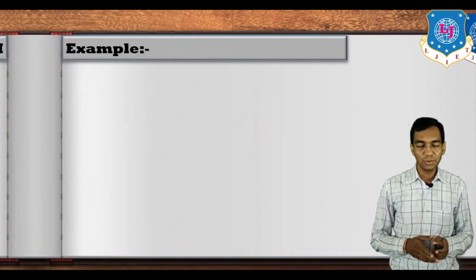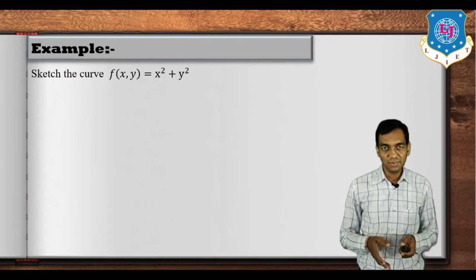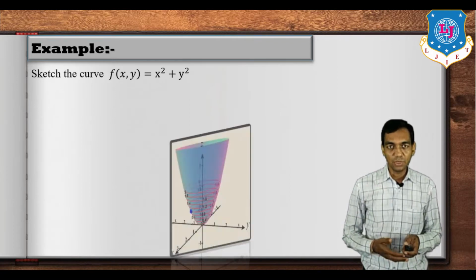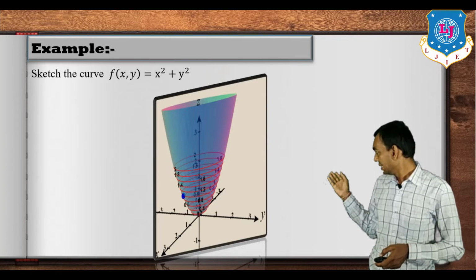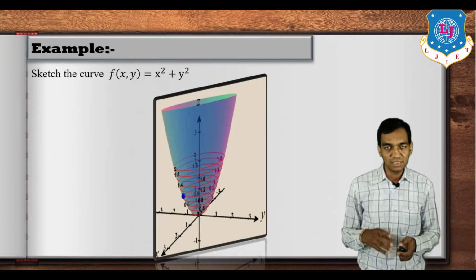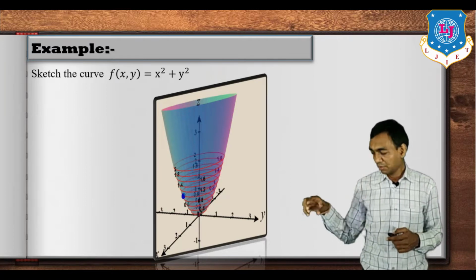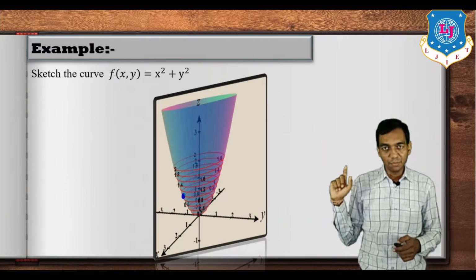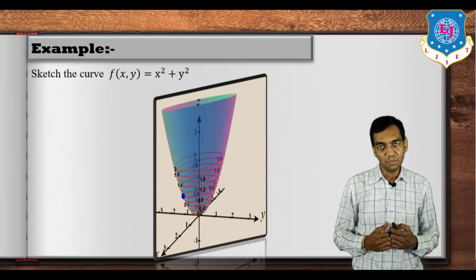Now going on to the example, sketch the curve f of x comma y is equal to x square plus y square. If you draw the curve of x square plus y square, then it is like this. Here we have drawn this curve. This is basically a paraboloid. If you put different values of x and y, then you will get different values of z, but they are all going to be in the form of a simple paraboloid.